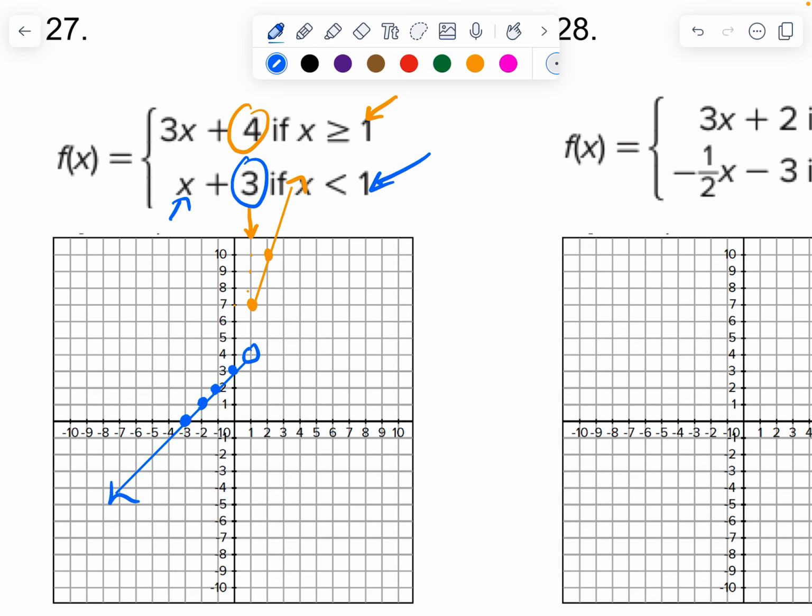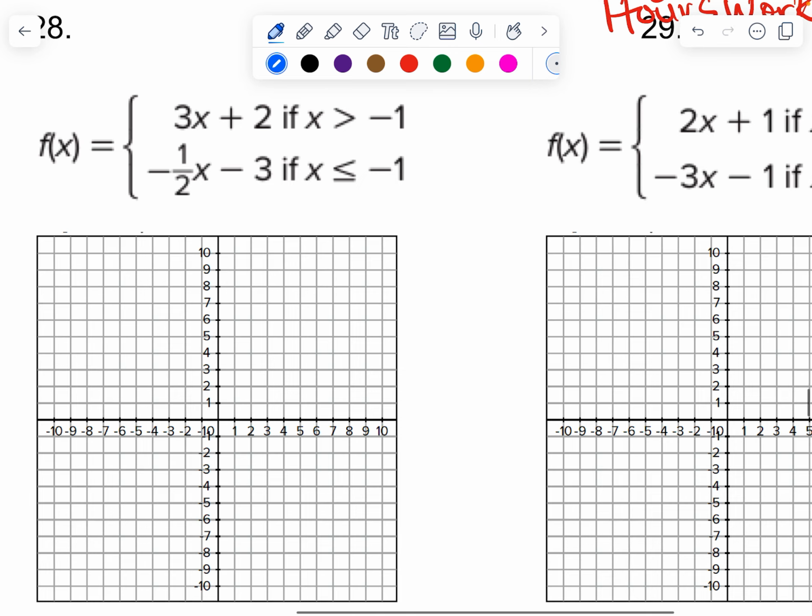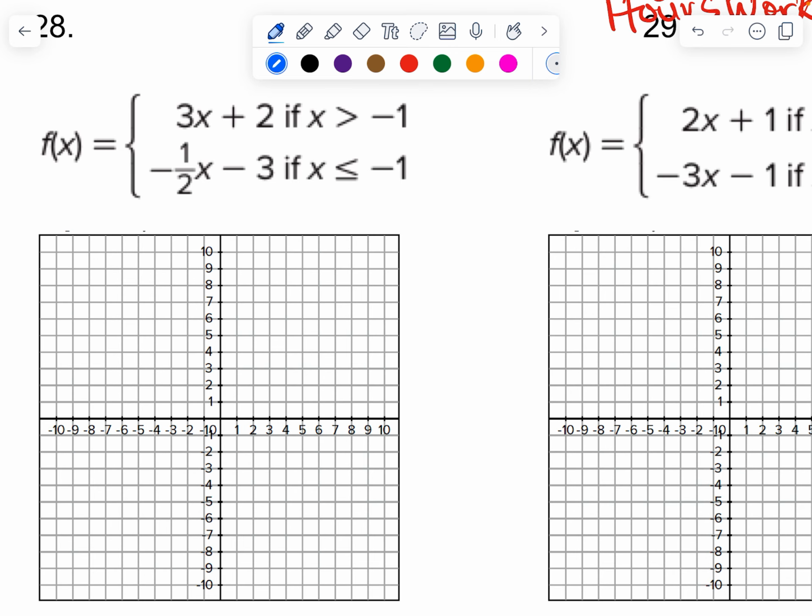Or you can make a table. So over here, at 2, I have a slope of 3. 1, 2, 3 over 1. Now this is going to be an open dot because at -1, it needs to be an open dot. Okay, and then this one can be a closed dot at -1.